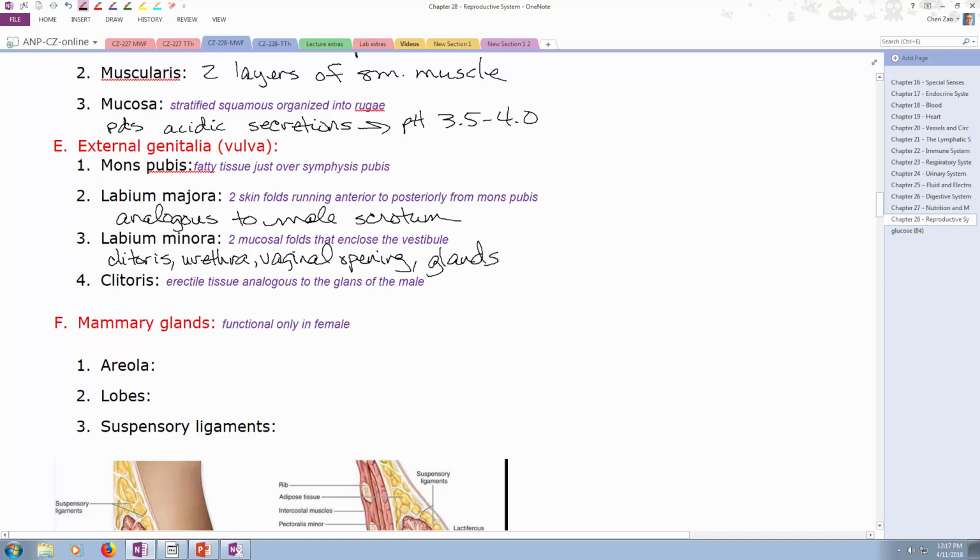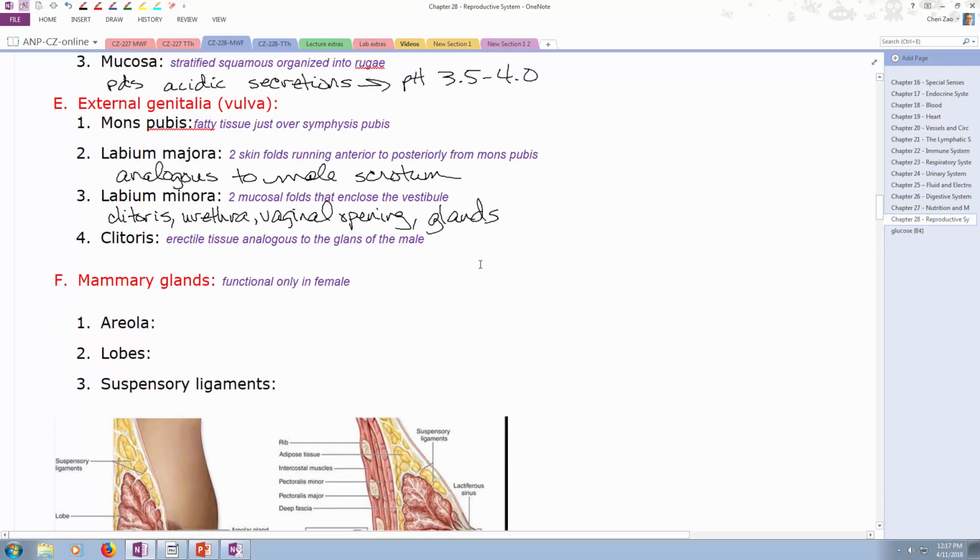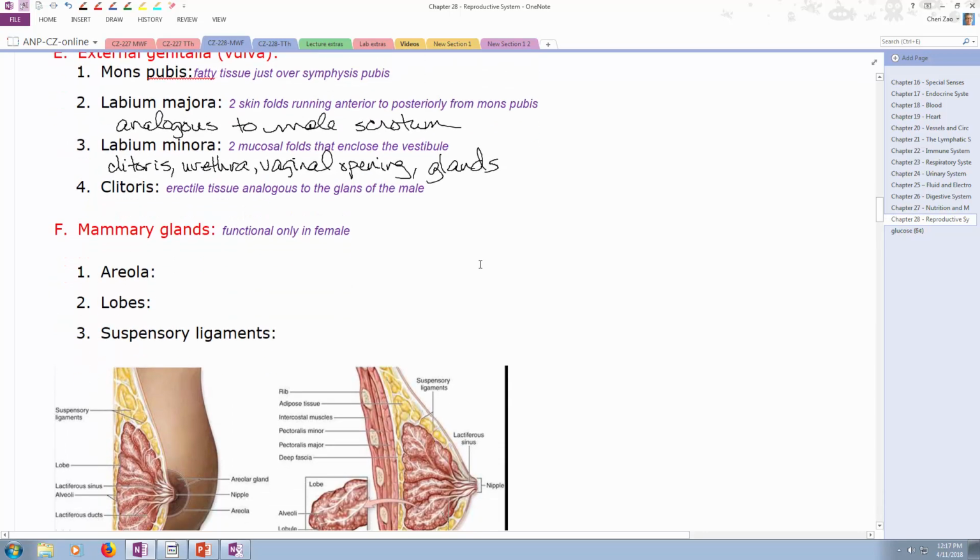There are bulbourethral glands in the male, and so the female has an analogous type of glands, but you don't have to know the name other than that they're glands. Very similar, and when we get into the male system, you'll see what the bulbourethral glands produce. In the woman, they're called Bartholin glands, and those can become infected. The clitoris is true erectile tissue, and it is analogous to the glans penis of the male.